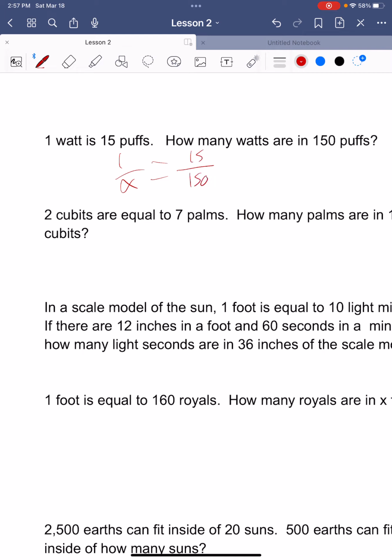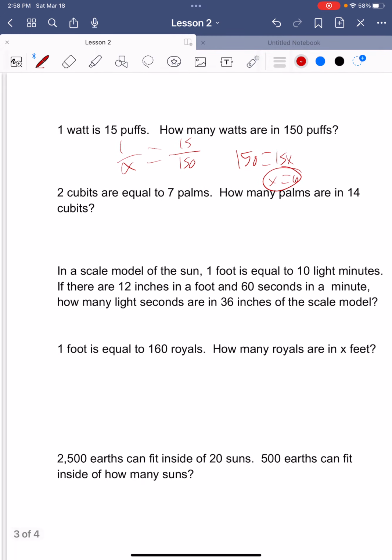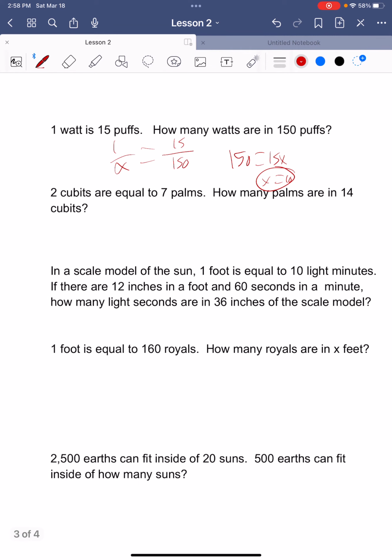What you want to do here is you want watts over watts and puffs over puffs. You don't want to have watts over puffs and puffs over watts. That doesn't work. So to solve for x, we can cross multiply x and 150. So we have 150 equals 15x. That means x equals 10. It may seem tricky now, but after we do a bunch of examples, it'll get easy.